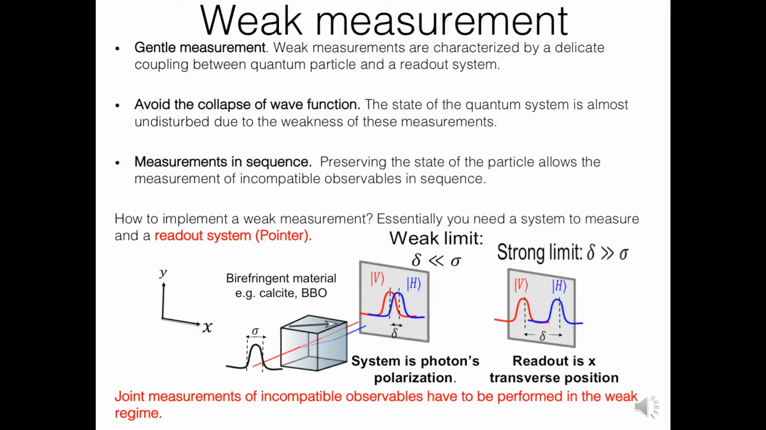If delta is much larger than sigma, then we can distinguish H from V, and we're in the strong measurement regime. On the other hand, if delta is much smaller than sigma, then we are not able to distinguish anymore H from V. And in that case, we are performing a weak measurement.